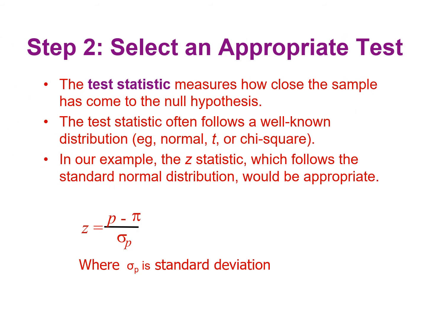Then we select the appropriate test. There are t-test, z-test, chi-square test, f-test. There are so many tests. Here is an example of a z-test for population proportion. Z is equal to small p, the sample proportion, minus the population proportion, the difference between these divided by the standard error or standard deviation.